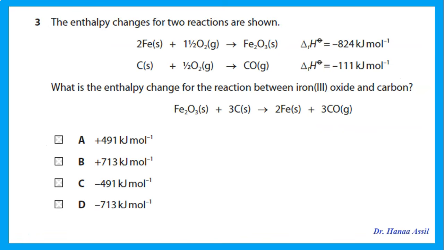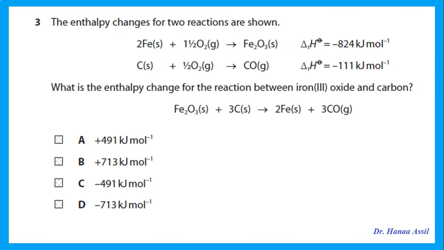The enthalpy changes for two reactions are shown. What is the enthalpy change for the reaction between iron(III) oxide and carbon? So he gives this equation, Fe2O3 plus 3C to give 2Fe plus 3CO, carbon monoxide. We want the delta H for that reaction. We need to use the information given.